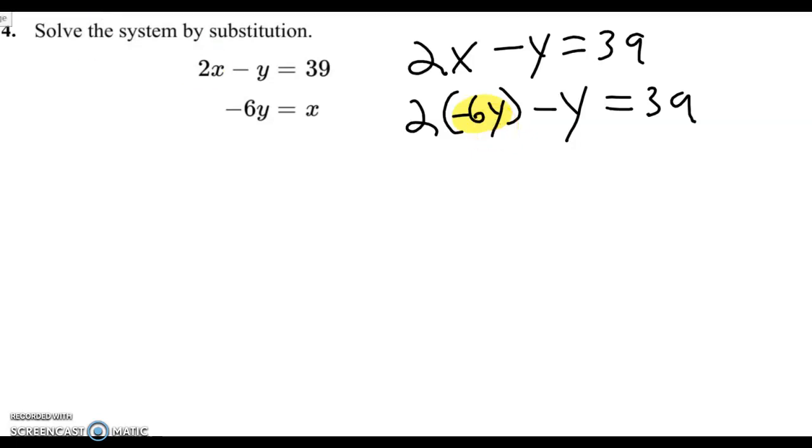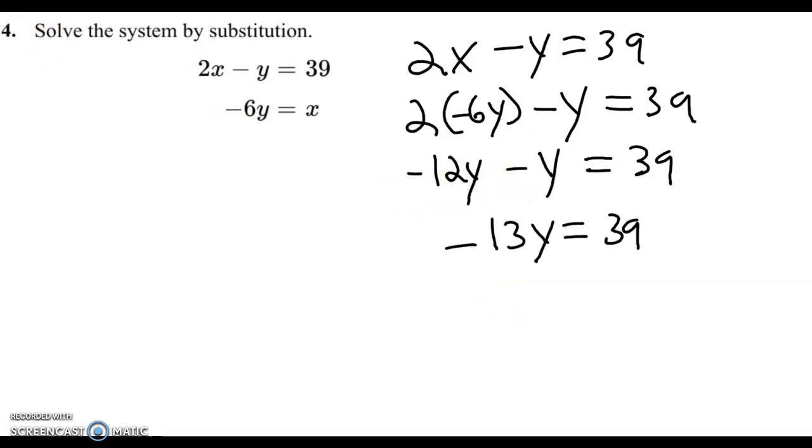I got 2 times negative 6y, and that's going to get me negative 12y minus y. Got like terms again. I'll add that together and get negative 13y is equal to 39. And then I'll divide by negative 13, and y is equal to negative 3.